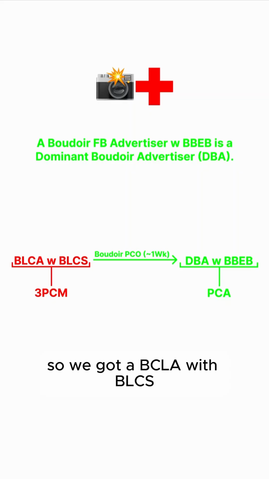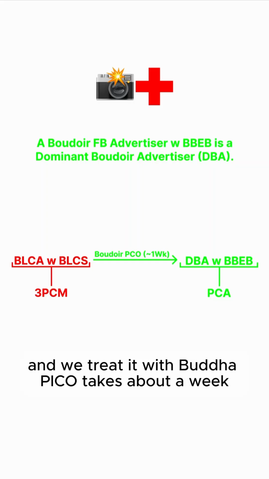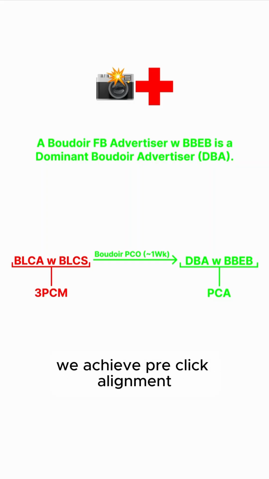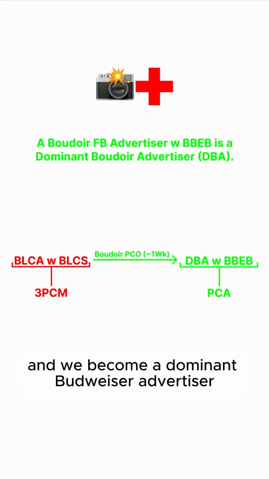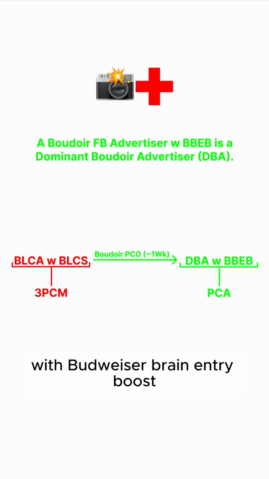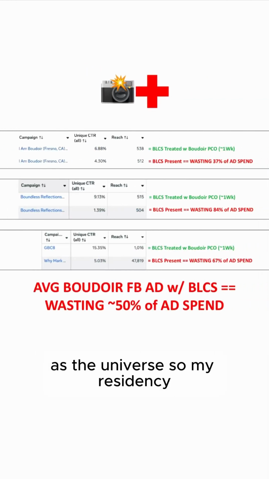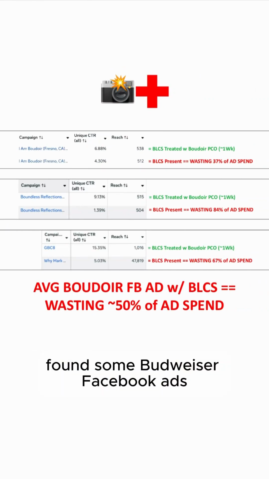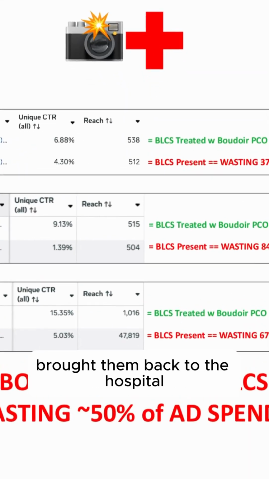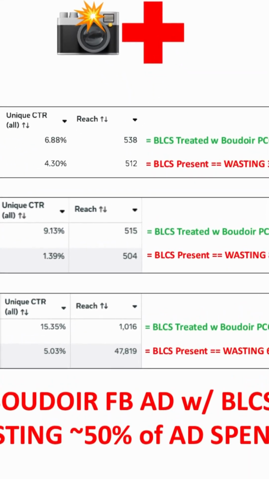So we got a BLCA with BLCS caused by the 3 pre-click mistakes. And we treat it with Boudoir PCO, takes about a week. We achieve pre-click alignment, and we become a dominant Boudoir advertiser with Boudoir brain entry boost. That's the universe. So in my residency, I went in, found some Boudoir Facebook ads, brought them back to the hospital, tested them, patched them up.